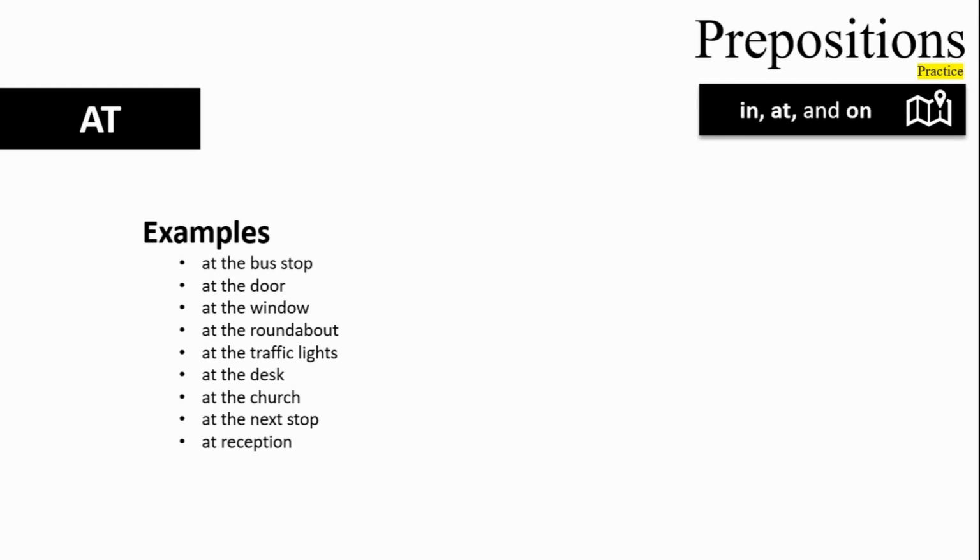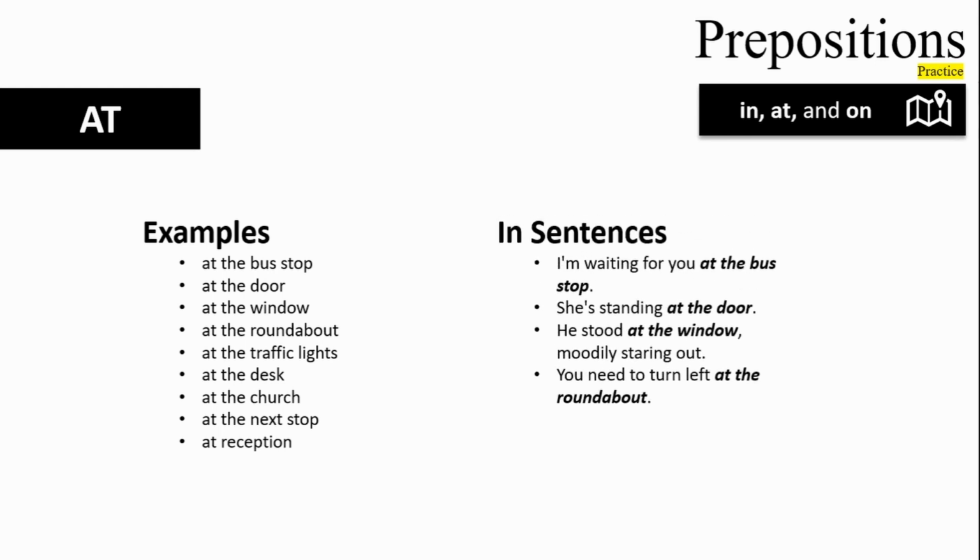Here are some example sentences. I'm waiting for you at the bus stop. She's standing at the door. He stood at the window, moodily staring out. You need to turn left at the roundabout.